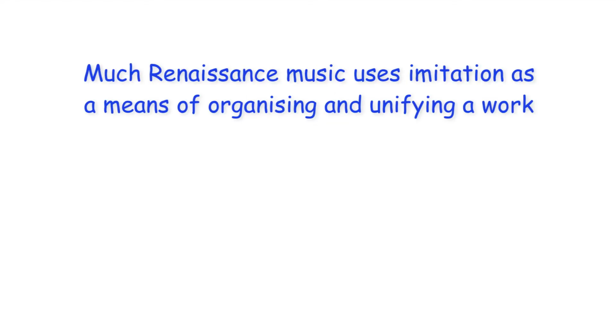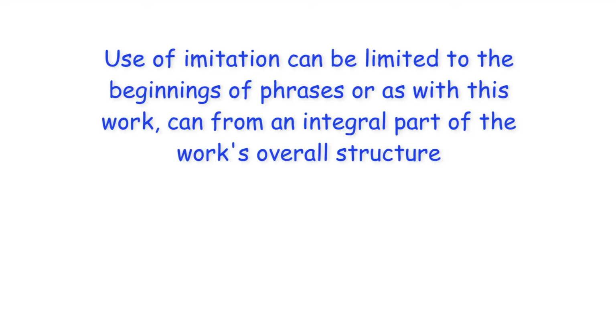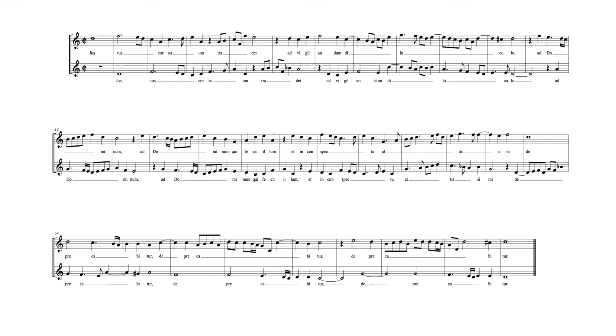Much Renaissance music uses imitation as a means of organizing and unifying a work. Use of imitation can be limited to the beginnings of phrases, or as with this work, can form an integral part of the work's overall structure. In Justus Cor Suum, Lassus takes the imitation further, writing the parts canonically.